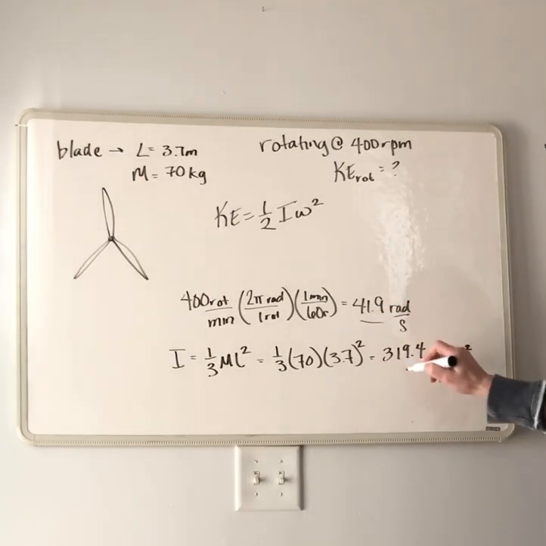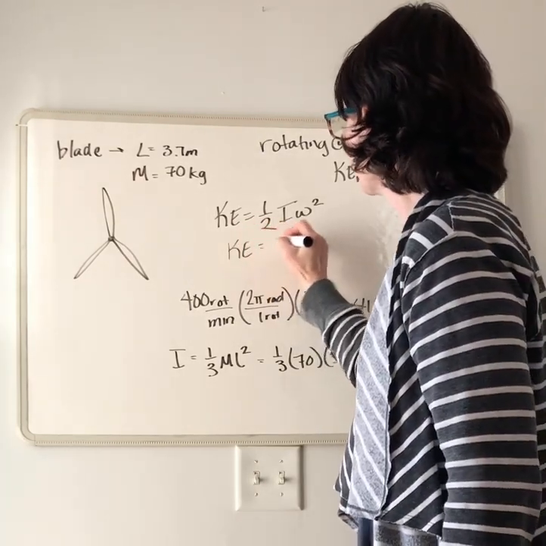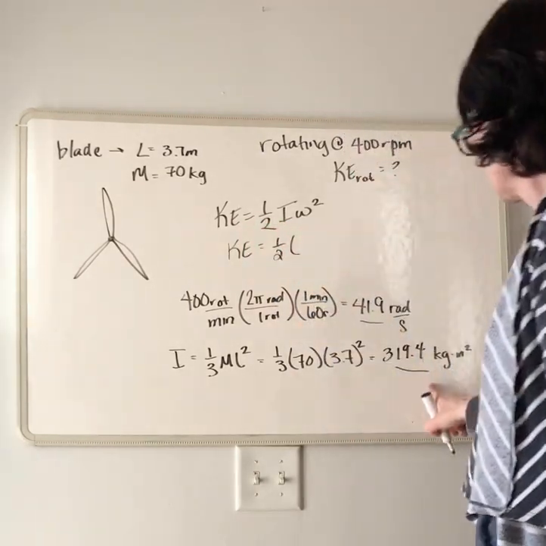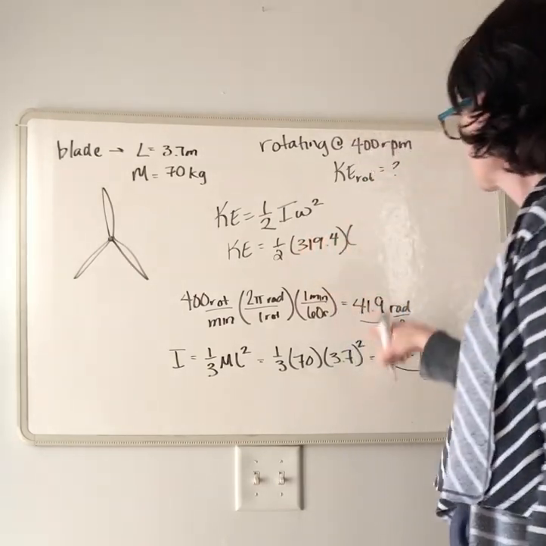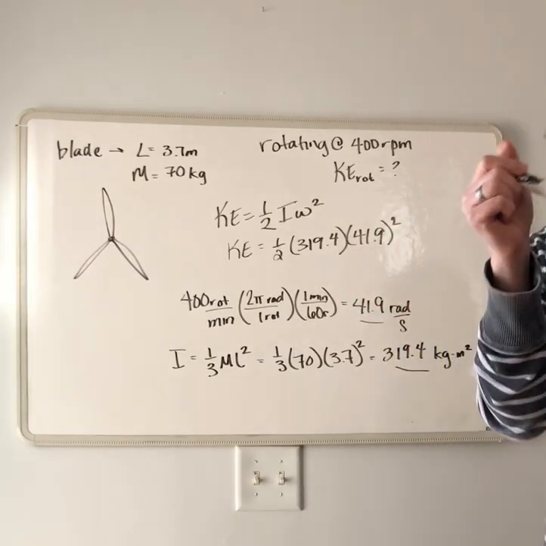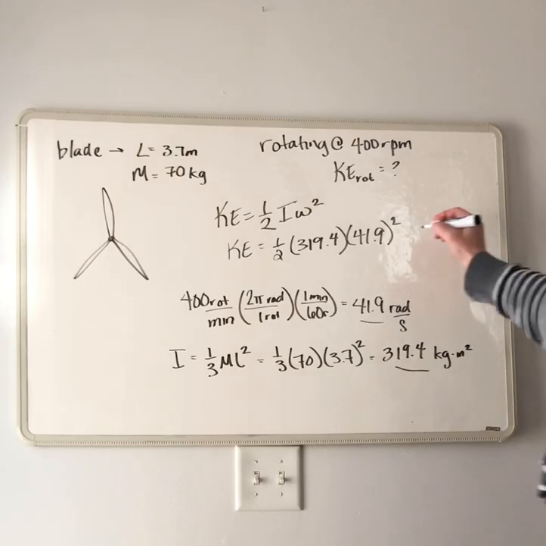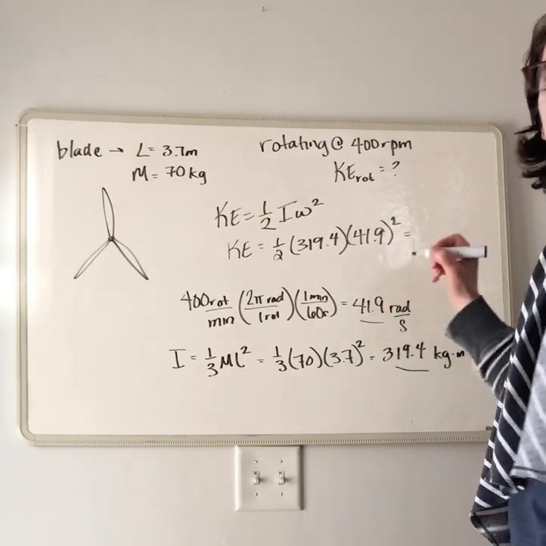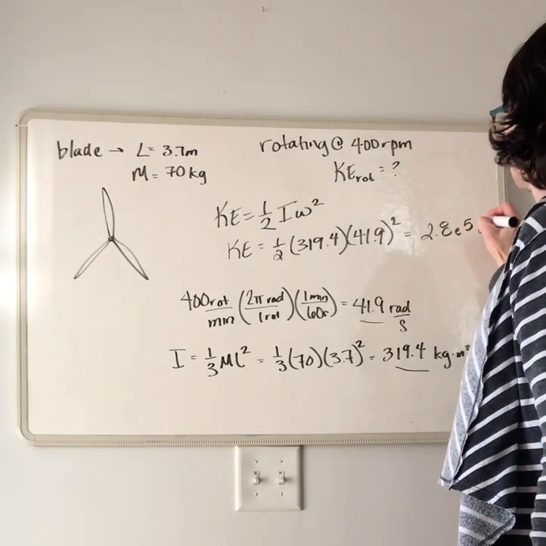So if I use both of these relationships in my kinetic energy, the kinetic energy is 1/2 times 319.4 times 41.9 quantity squared. I'll just grab my calculator. And we find this equals 2.8 times 10 to the 5th joules.